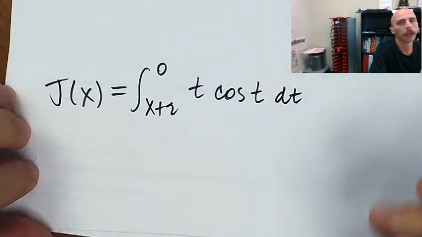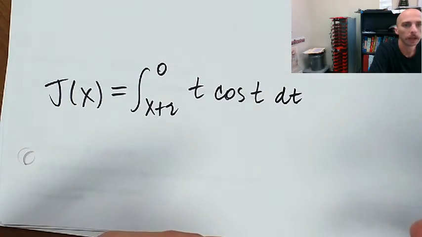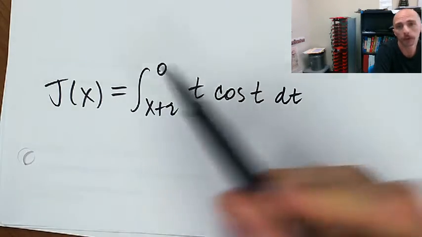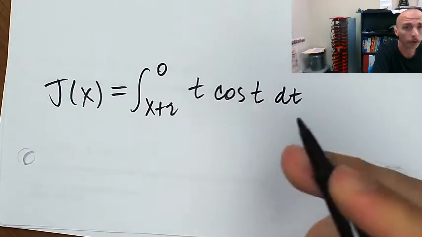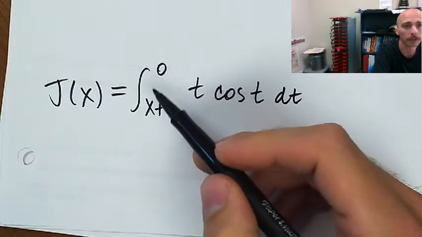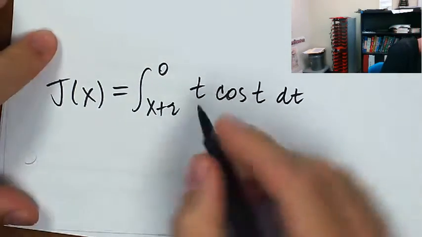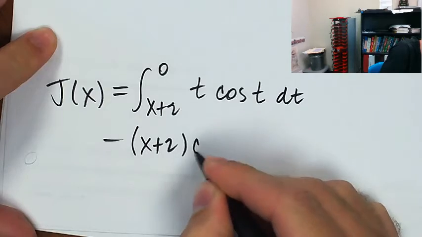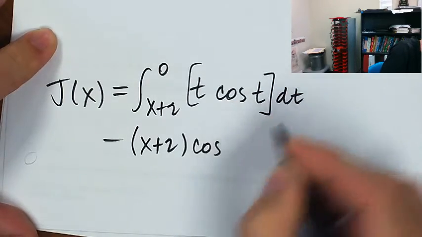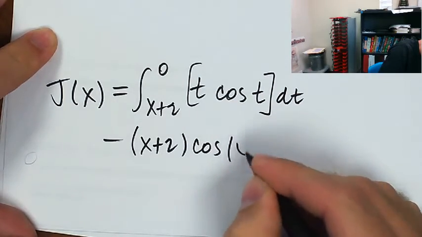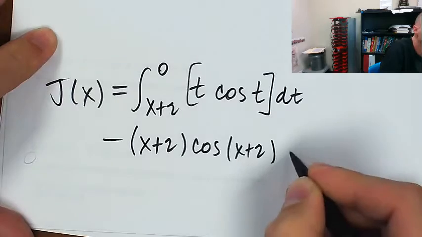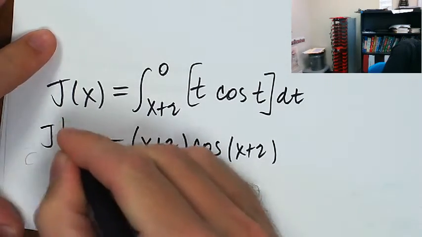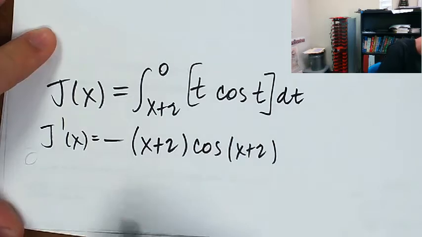Okay, this one I might recommend shifting it to make it the negative of the integral from 0 to x plus 2 if you feel like that. Or you could just say, I know that it's going to be minus because it's in the bottom. Throw in x plus 2 wherever we see t in the integrand. Cosine of x plus 2 times the derivative of x plus 2 with respect to x is just 1, so I don't have anything else to worry about. That's j prime of x. Okay.